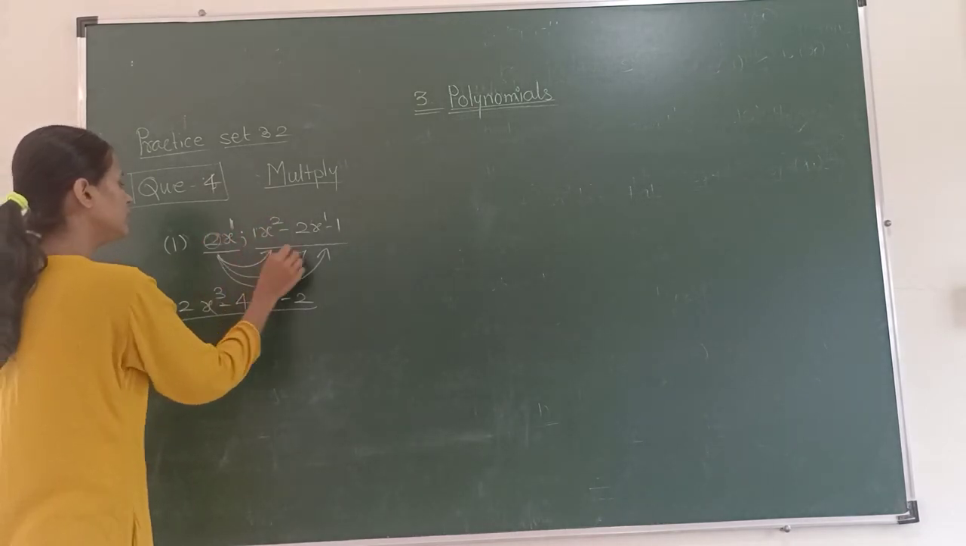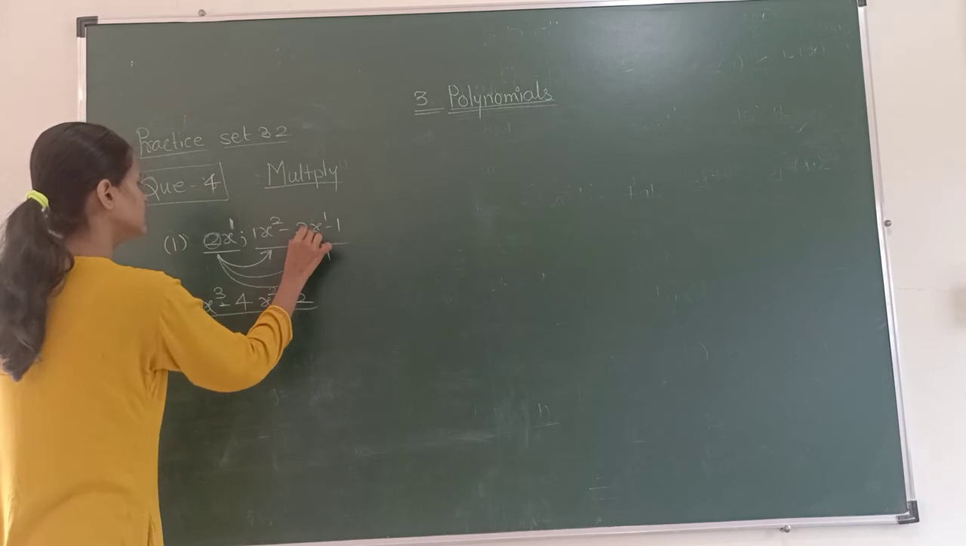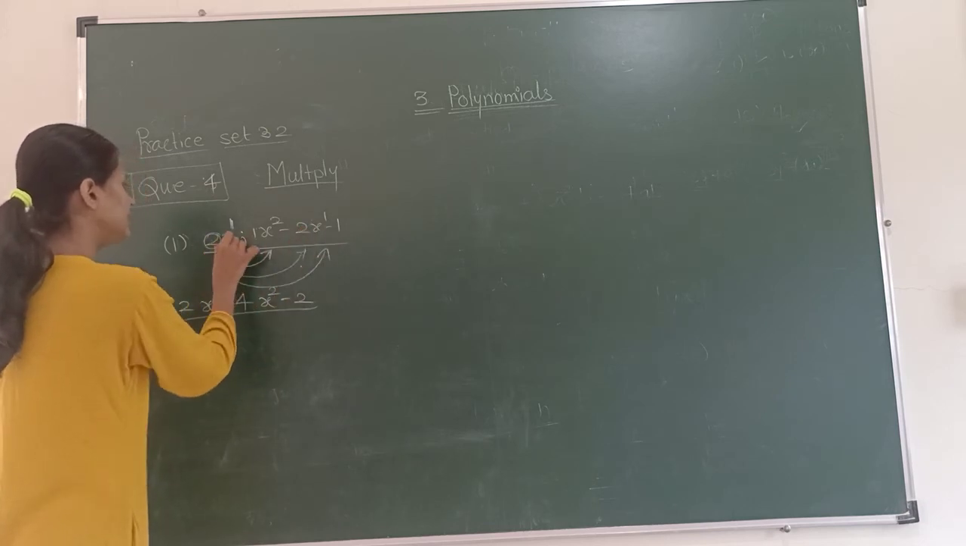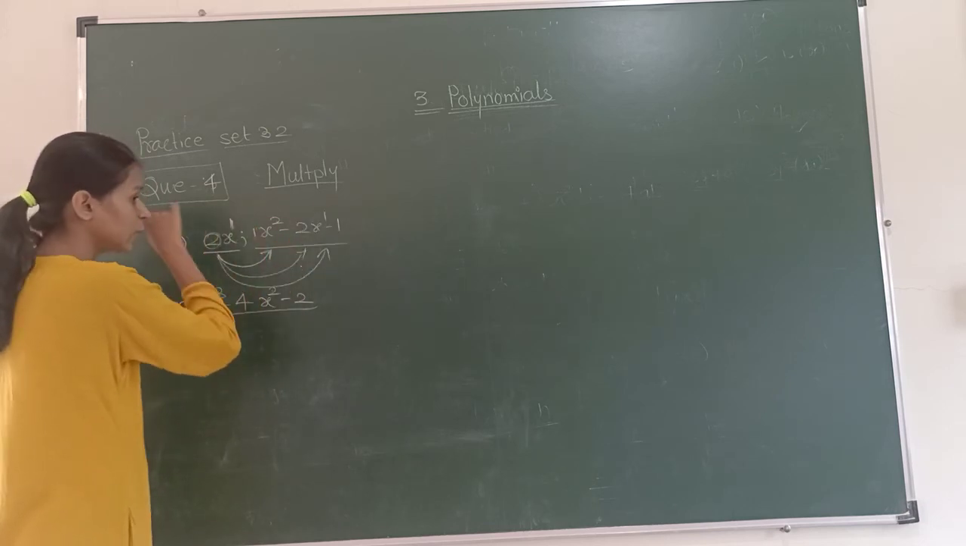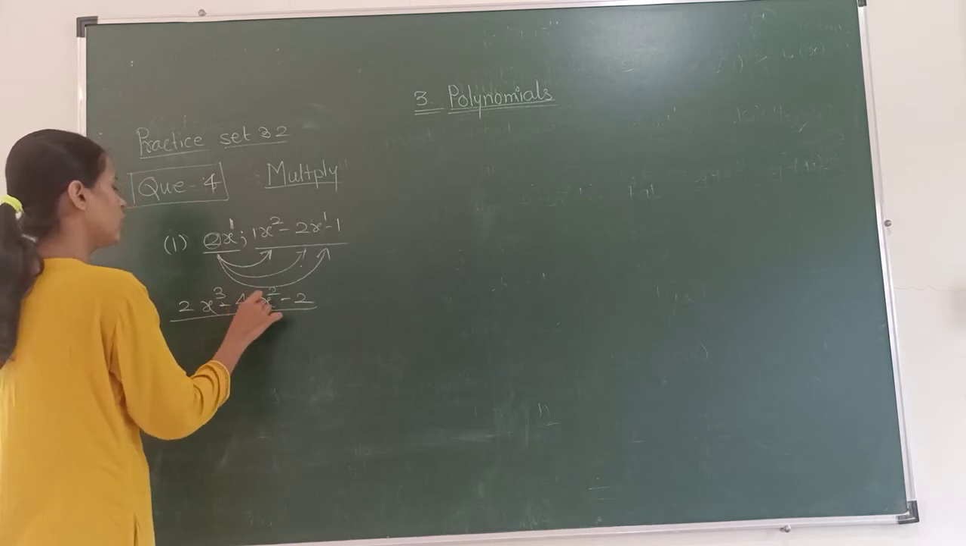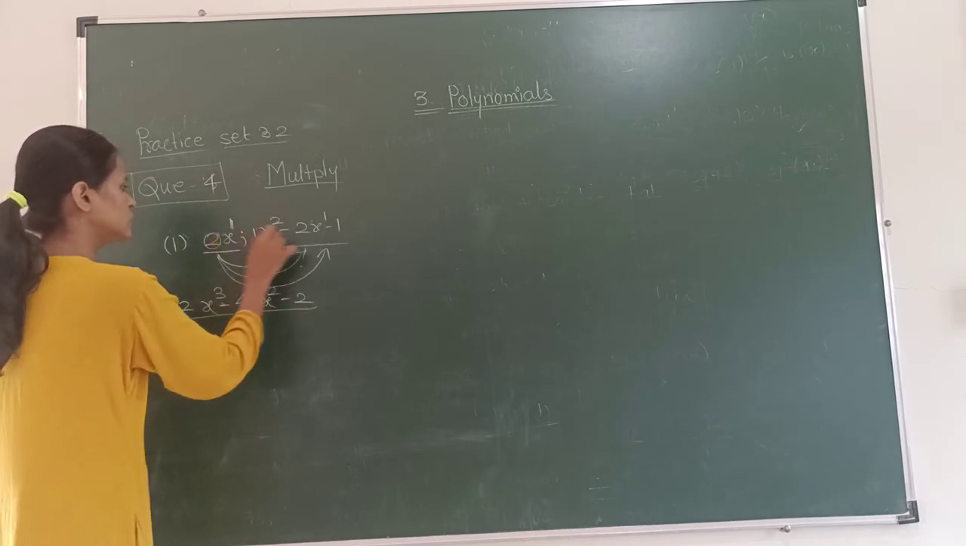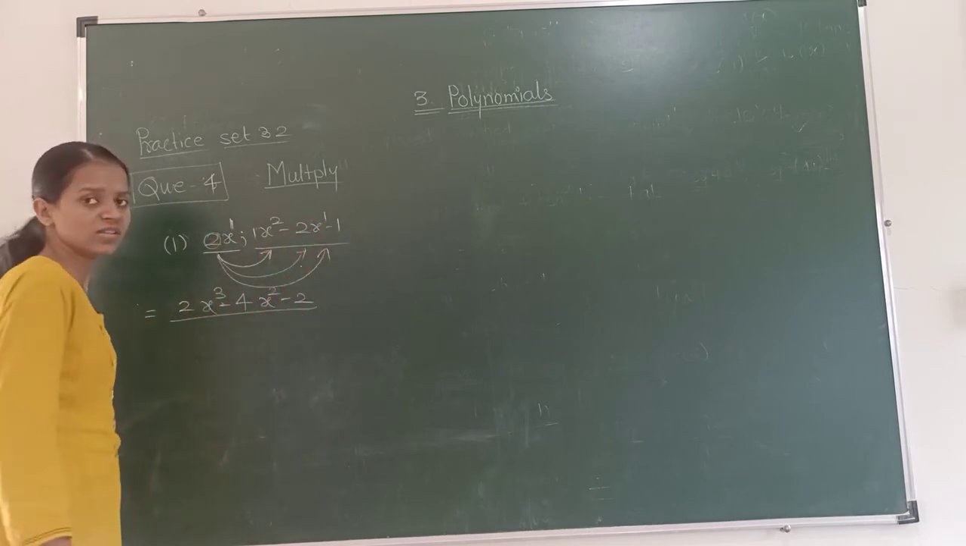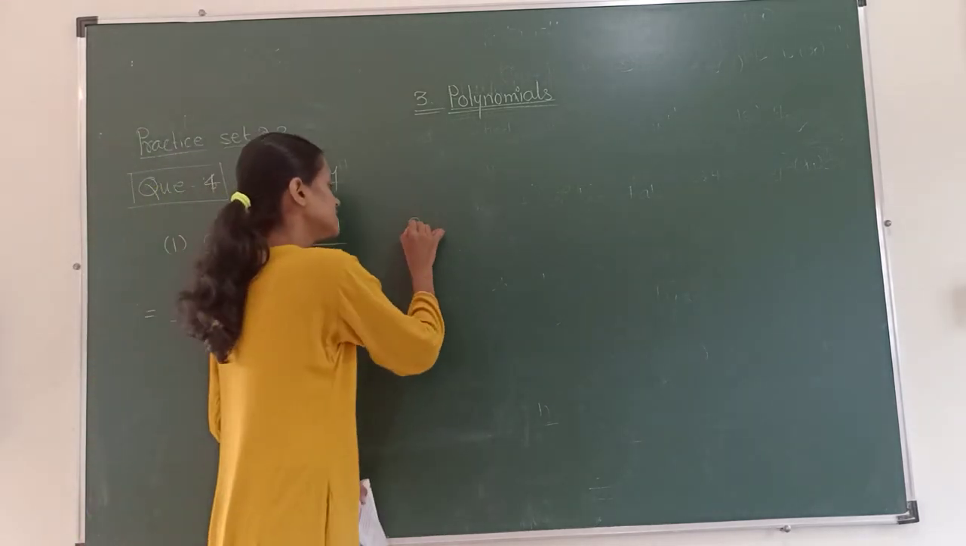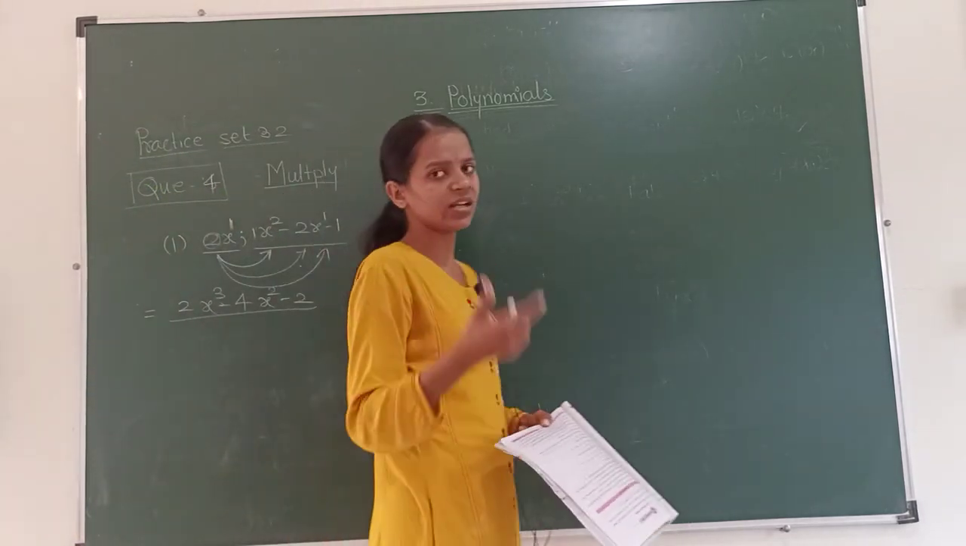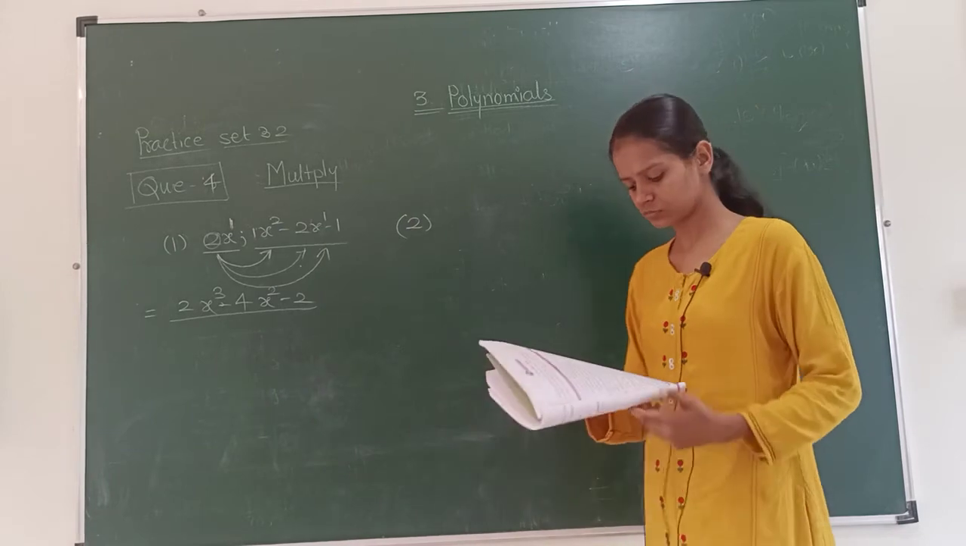Now again 2 into this term, the second term. So 2 into 2 is 4, and this is x power 1 and x power 1, x power 2. So 4 into x power 2, minus 2 into minus 1 is minus 2. This is the multiplication. It is simple, but you have to understand it clearly.